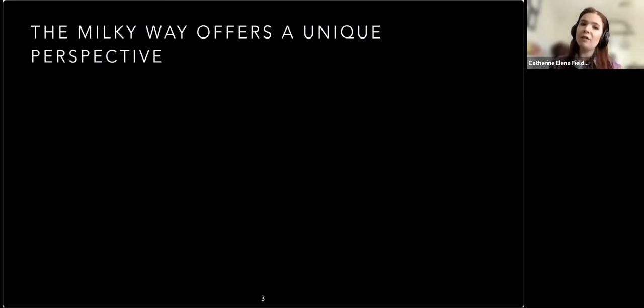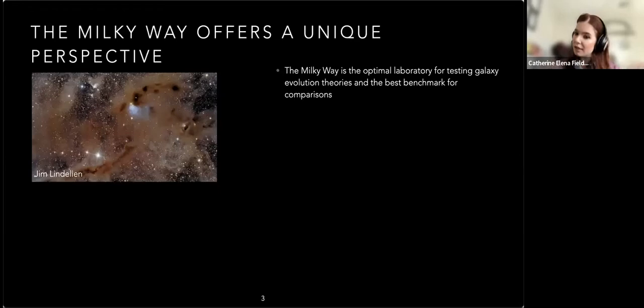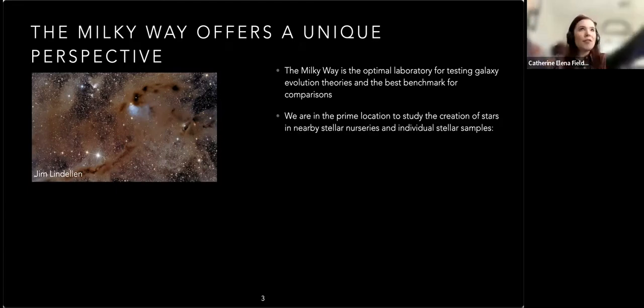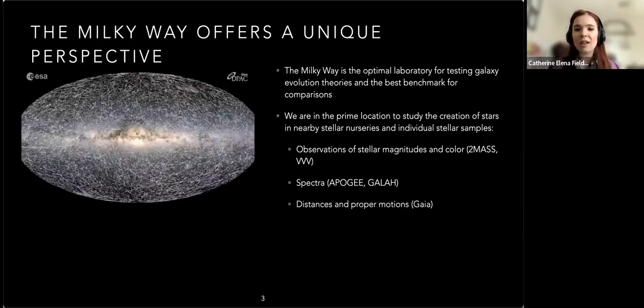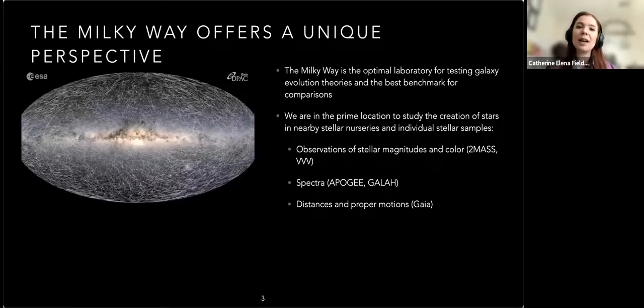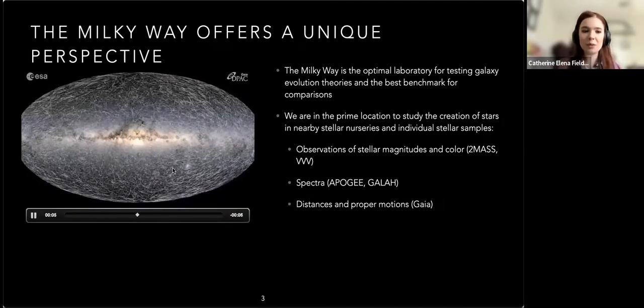So the Milky Way itself offers a very unique perspective on our understanding of galaxy formation evolution. It's kind of the best laboratory for testing our theories, and it's our benchmark for comparisons, where you have things like very detailed looks at the creation of stars in nearby stellar nurseries and stellar samples. This is an example of that. And we also have observations of colors and magnitudes from several surveys, as well as spectra, distances and proper motions from Gaia, which you can kind of see here in this kind of cool little GIF.